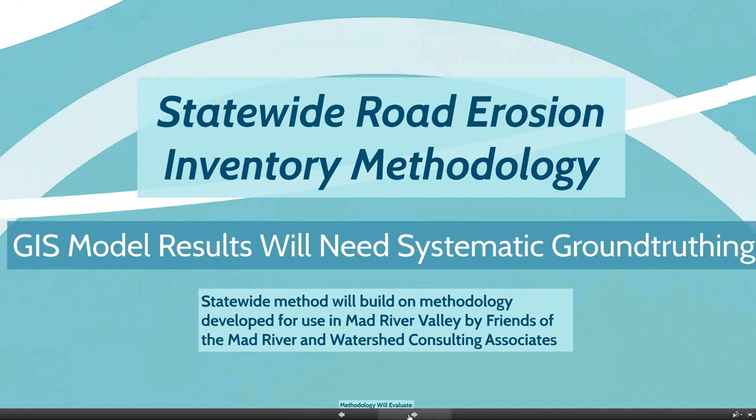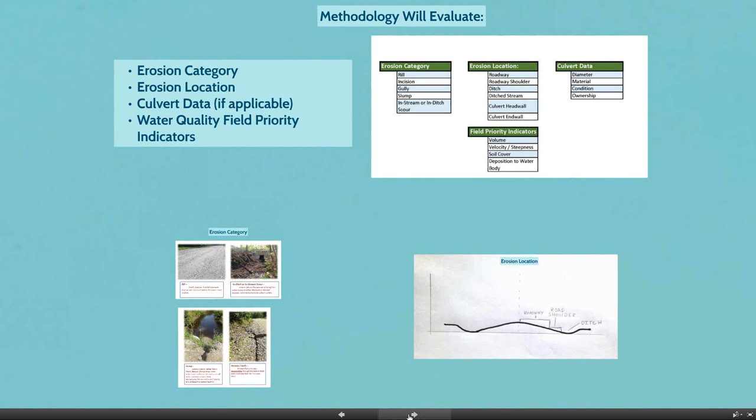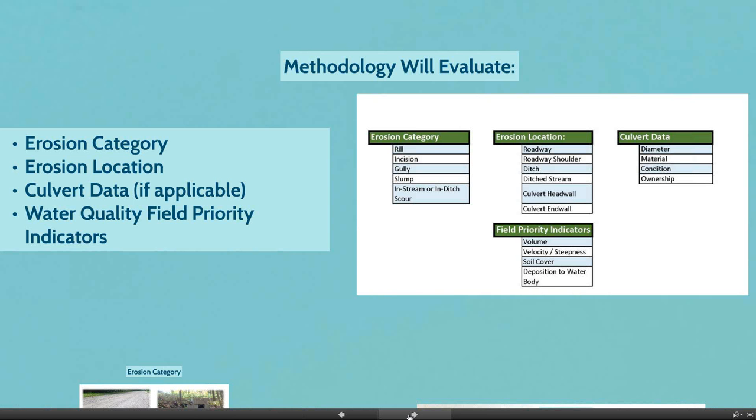So just to go into the details of the methodology, the methodology that's been used up to date is really, when you go out to a site and locate an erosion problem, it's first on a data field sheet. Information is first collected on the erosion categories. So what kind of erosion is it that you're seeing? Is it a rill erosion? Is it incision? Is it a gully? Is it a slump? Or is it a scour? And I'm going to show some examples of that.